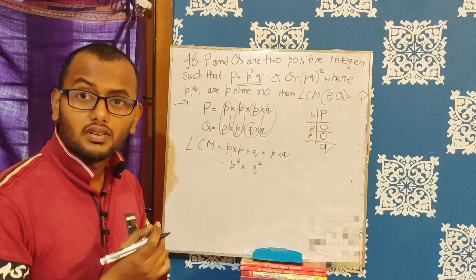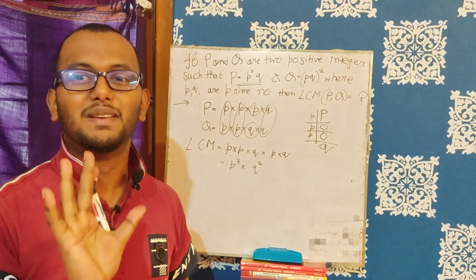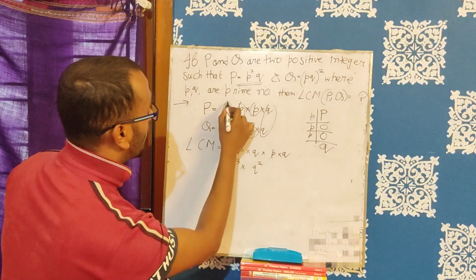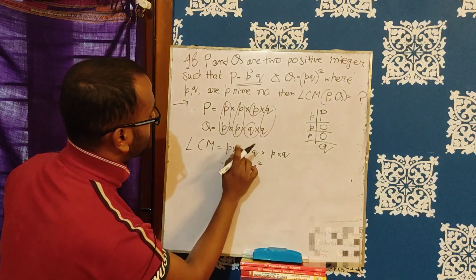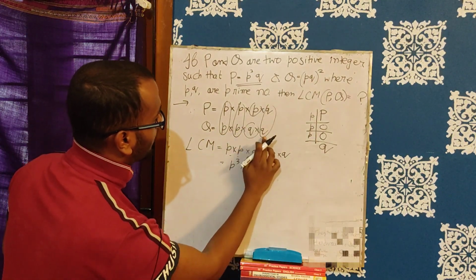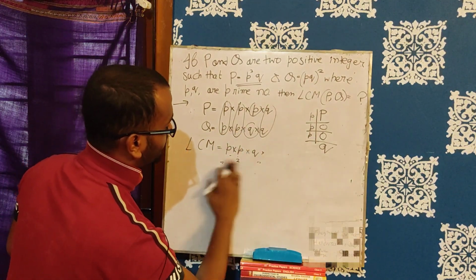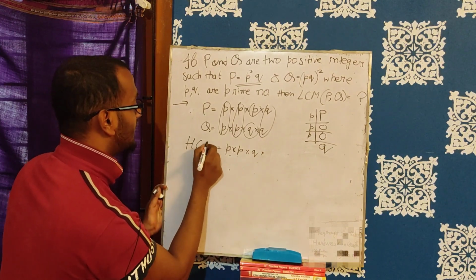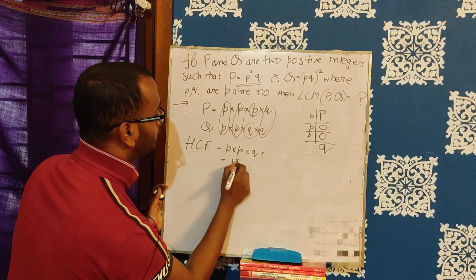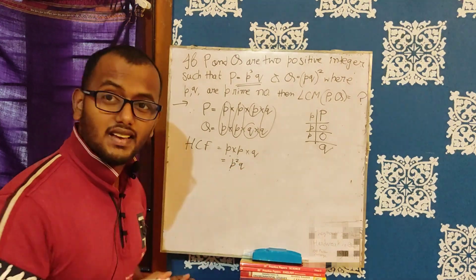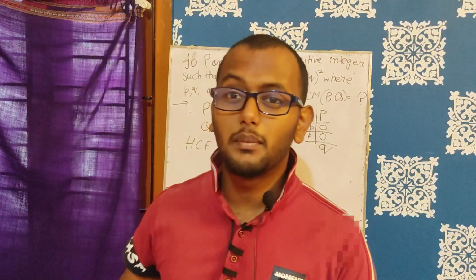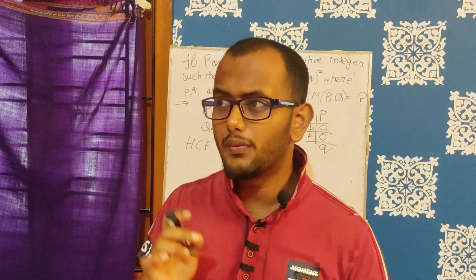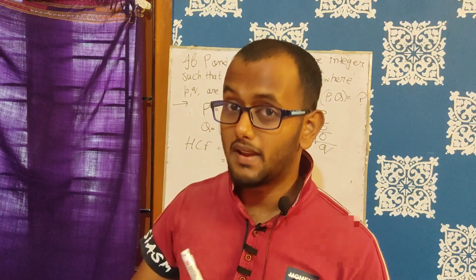Now if they ask about the HCF of this one, very simply, take the common factors: p 2 times and q 1 time. So the HCF will be p square into q. This is one of the various sample paper questions that comes regularly, and in 2024, I think a similar type of problem came.